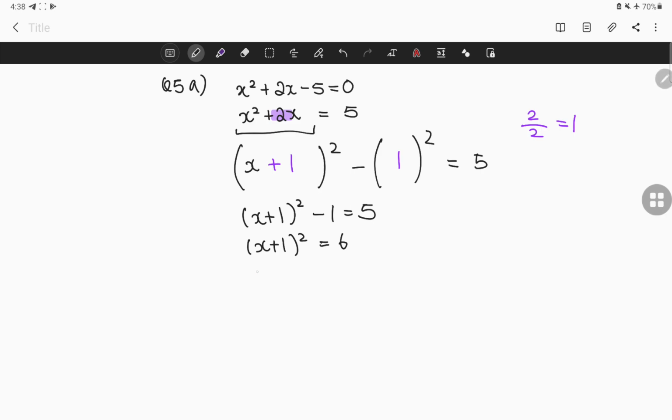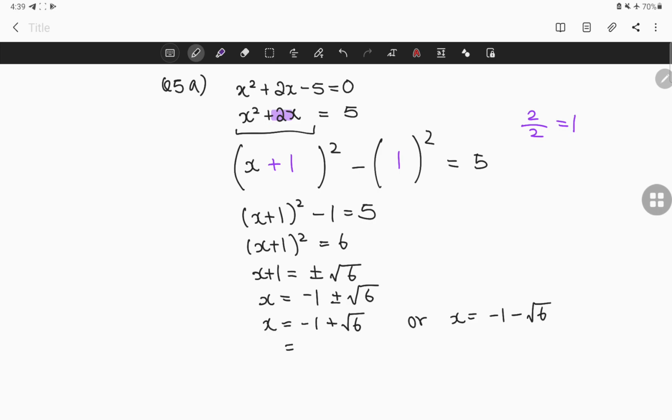First, square root both sides of the equation, and that would give me x plus 1 equal to plus or minus the square root of 6. I can then subtract 1 from both sides of the equation to have x equal to negative 1 plus or minus the square root of 6. Then this would either give me x equal to negative 1 plus the square root of 6, or x can also be equal to negative 1 minus the square root of 6.